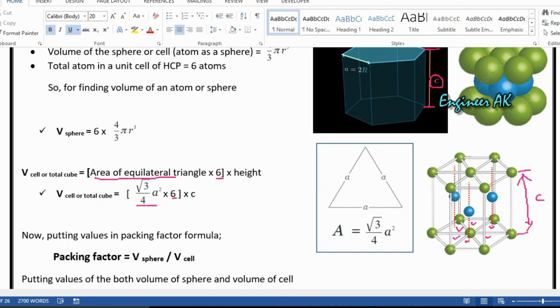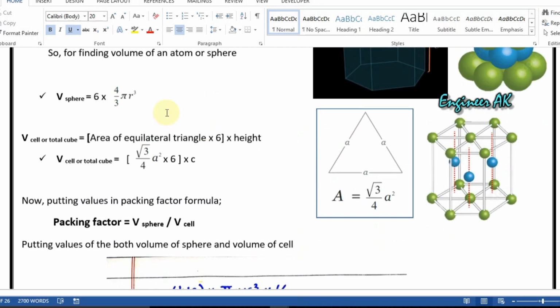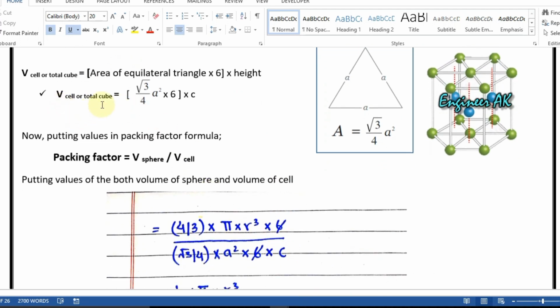Now let's put both these values in the packing factor formula. So here it's 4 by 3 pi r cube multiplied by 6, and divided by the volume of the cell, which is root 3 by 4 a square, multiplied by 6 and multiplied by C.